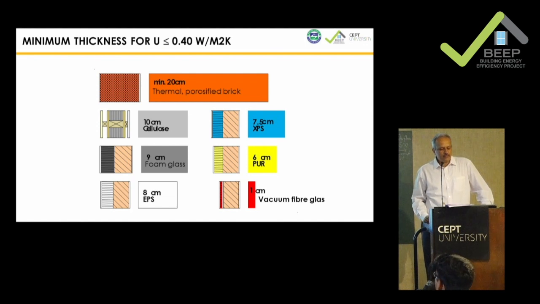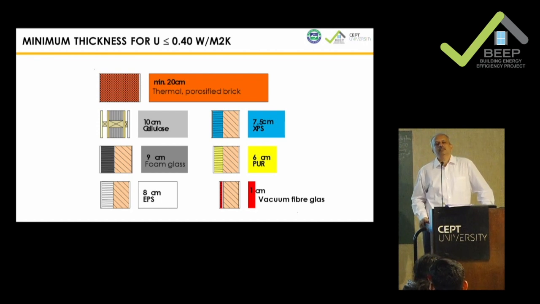So if you have about 20 centimeters of brick, you will get about 10 centimeters of cellulose, about 7.5 centimeters with the XPS, 9 centimeters with the foam glass, 6 centimeters with the PU, 8 centimeters with the EPS, and 1 centimeter with the vacuum fiber. Now, vacuum fiber is actually, to me, not really a building product. It has come from some other industry. But still, if you really need to attain a certain kind of heat rejection or insulation, you can use this. So that's the comparative thicknesses.